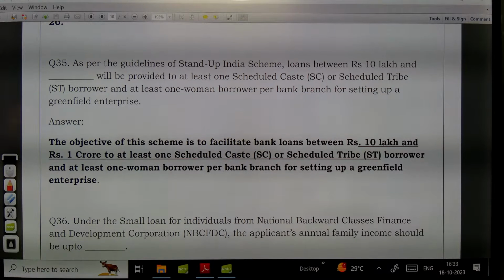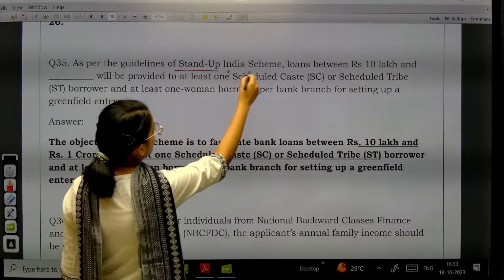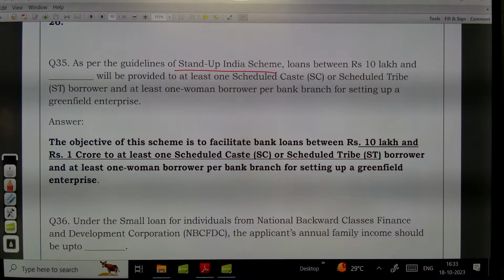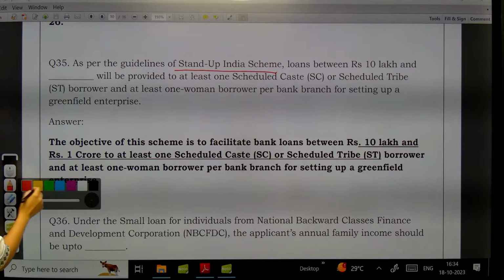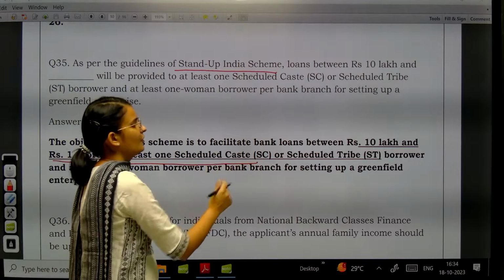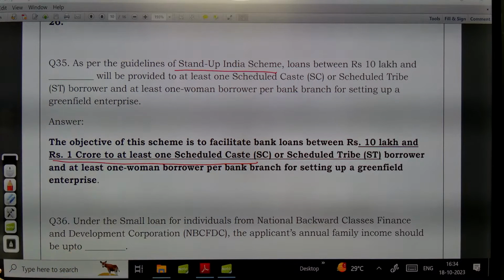It was covered. As per the guidelines of the Stand Up India scheme, loans between rupees 10 lakh and dash will be provided to at least one scheduled tribe or scheduled caste borrower and at least one woman borrower per bank branch for setting up a greenfield enterprise. The limit is 1 crore, okay. At least between 10 lakh to 1 crore.